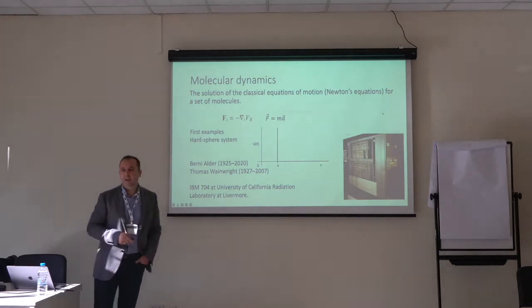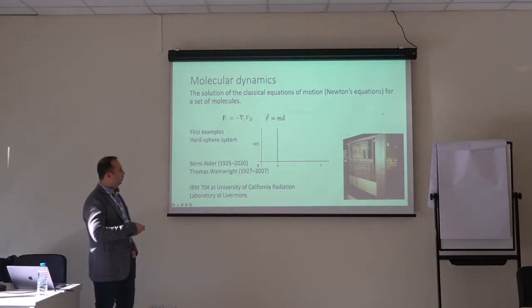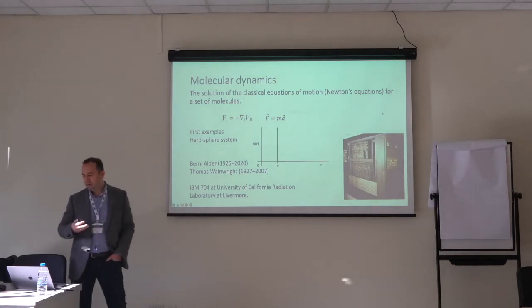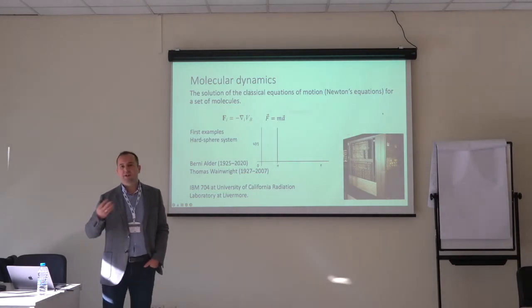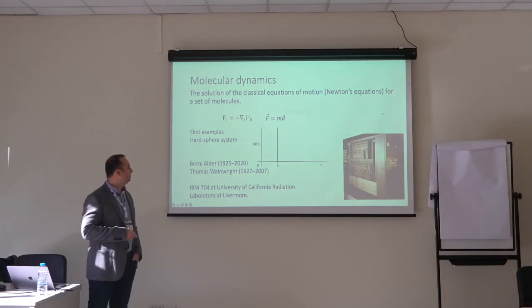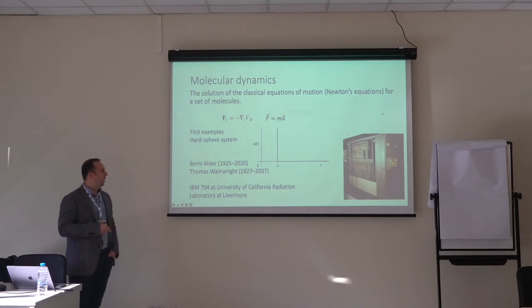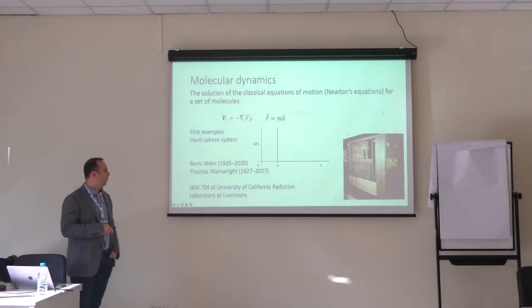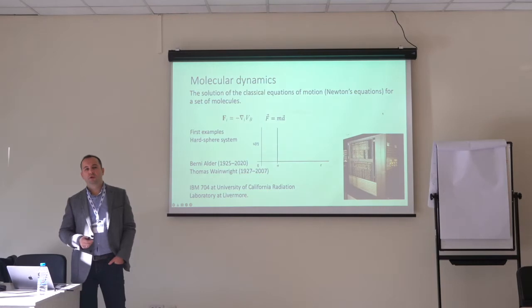You have a discontinuous potential, and smaller than this distance the potential is infinite. So you have a hard sphere system basically. So when the particles come to a specific distance, the interaction energy is infinite, and for the rest it is zero. So the initial examples of this hard sphere system are by Bernie Alder and Thomas Wainwright, and they performed it with an IBM 704 at the University of California Radiation Laboratory at Livermore, with this machine, solving a specific set of particles and how their time evolution is covered.